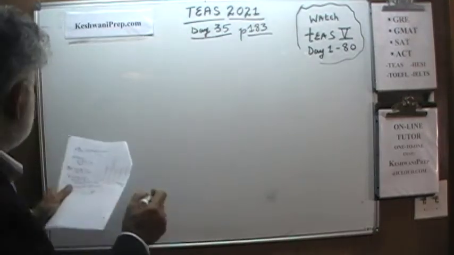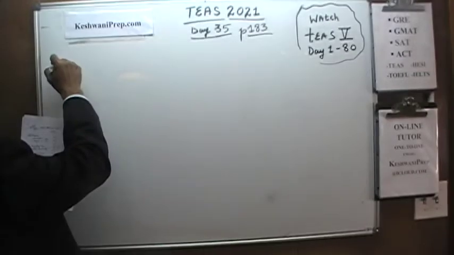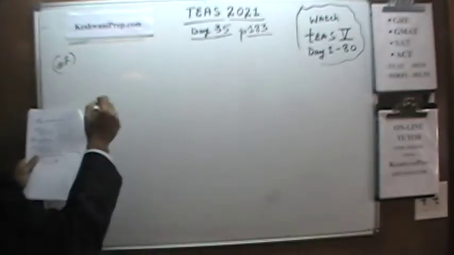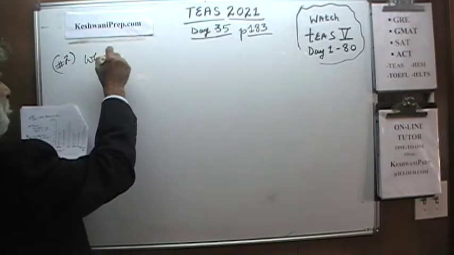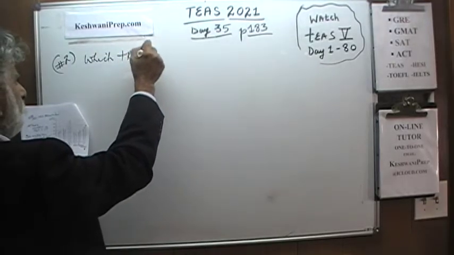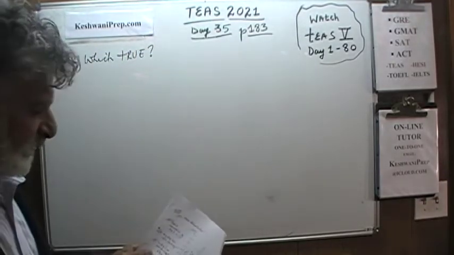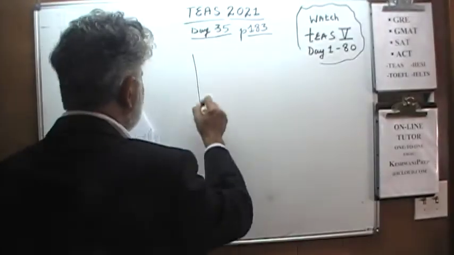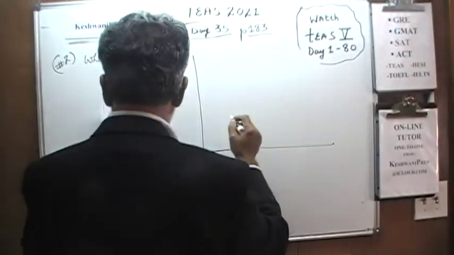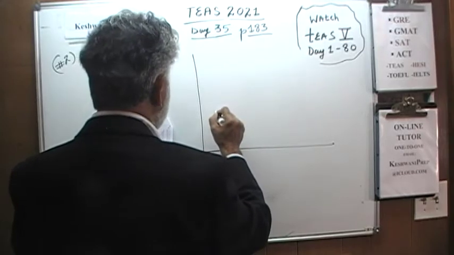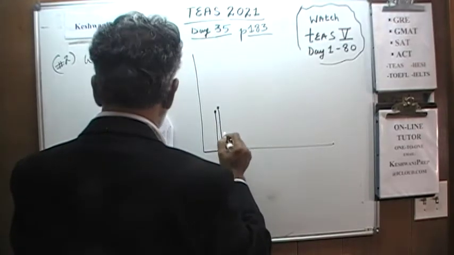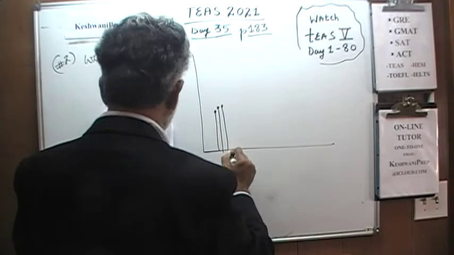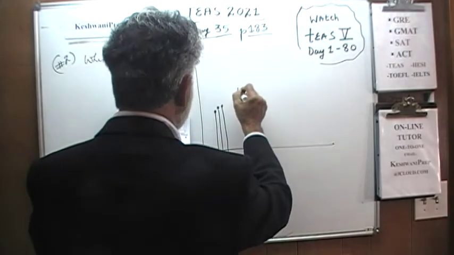Number 2. It says, which of the following 5 statements is true? And again, what they give us is something like this. I'm going to reproduce it here as best as I can. So we have something like this. We need all of them in order for us to be able to answer the question.